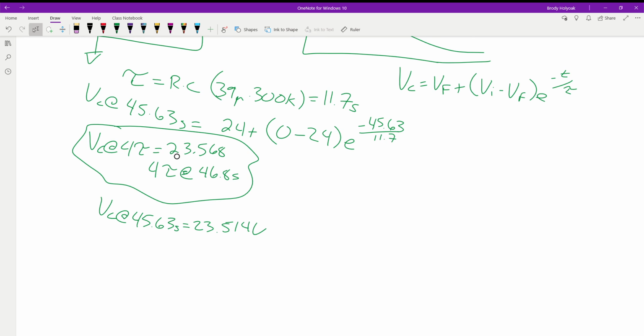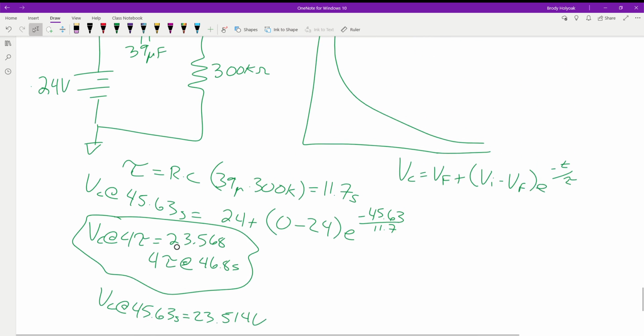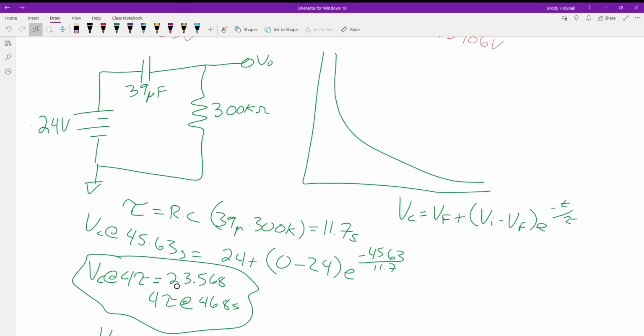Okay? Any questions with finding that? At this point, it's really straightforward. All we're trying to do is solve the equation for whatever voltage it is. Okay? Same equation, same circuit. I want to know how long is it going to take me to get to 15 volts? How would I start solving this?